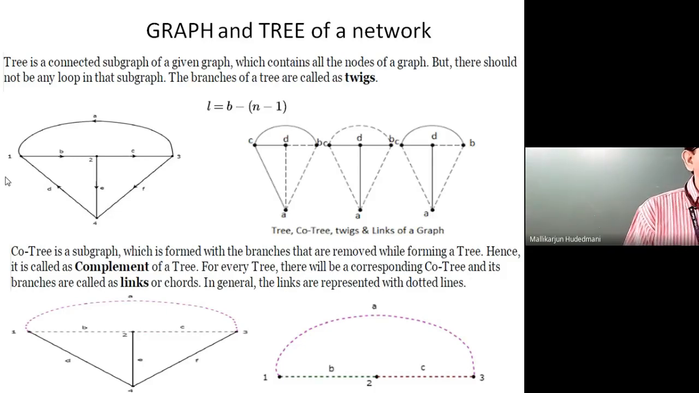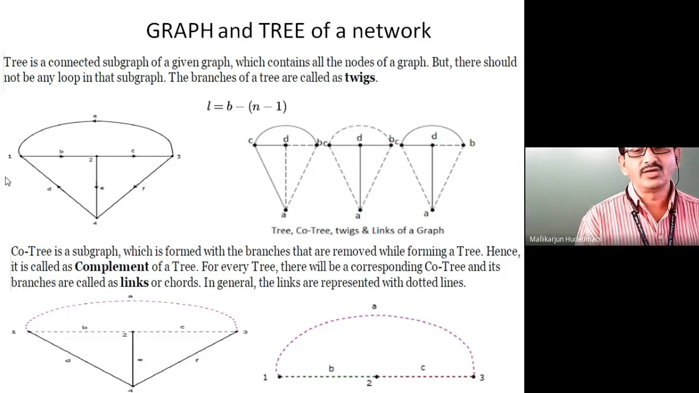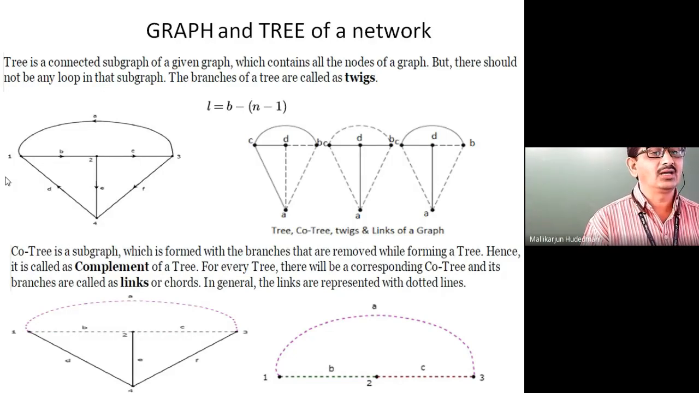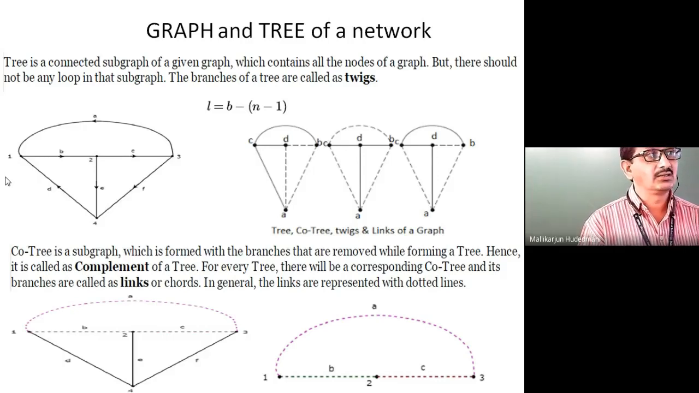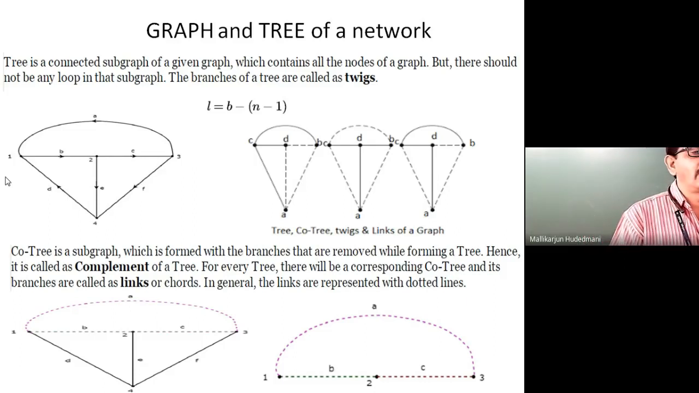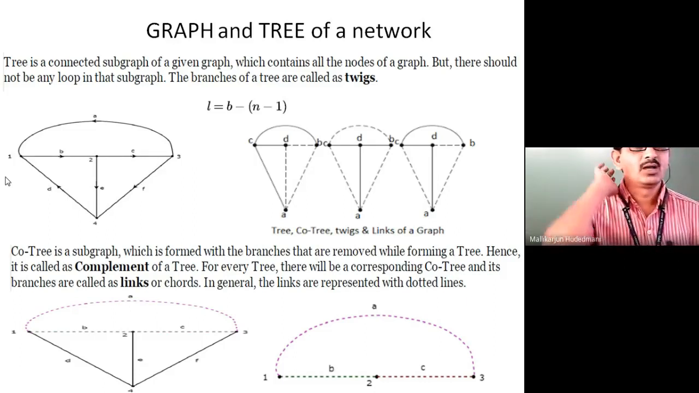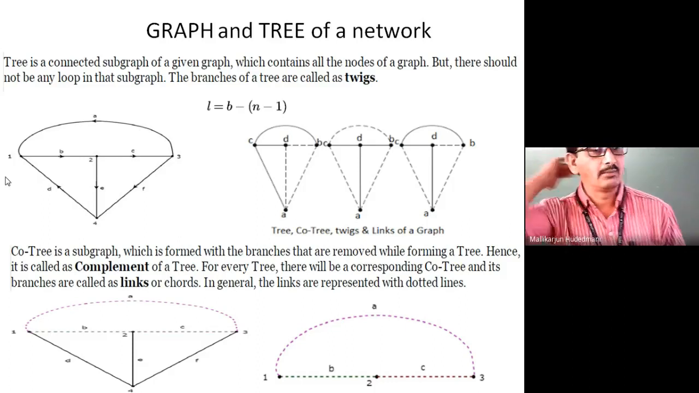Then to make a tree from a given graph, a few of the elements you need to put dotted. The number of elements you need to put dotted is L equal to total number of elements in that system minus number of nodes of the system plus 1. So in this particular problem, I will find 3 as my number.